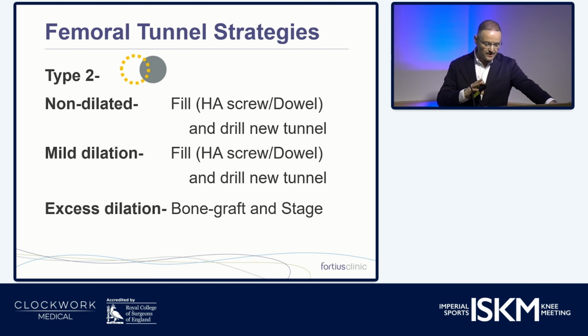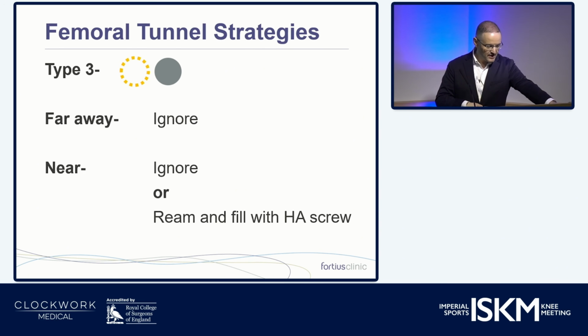and then use a dowel or a screw to fill the hole, and then make a new tunnel for either mildly dilated or non-dilated. And again, if it's significantly dilated, we stage. If it's far away, we can ignore it, or we can choose to fill it, in particular if you plan to put aperture fixation and you're scared that the bone bridge may collapse.